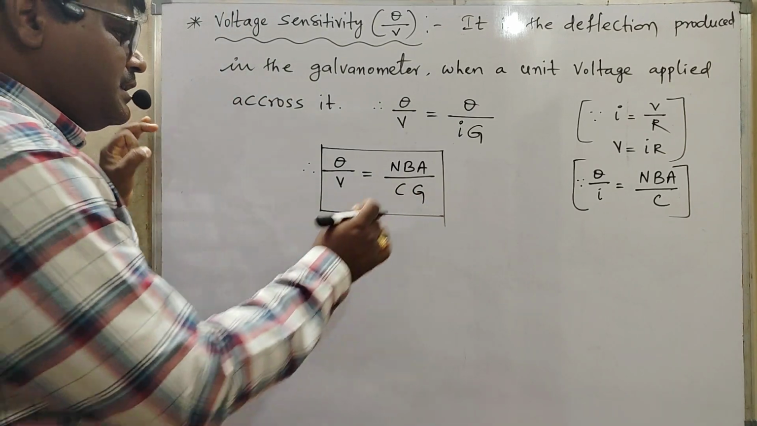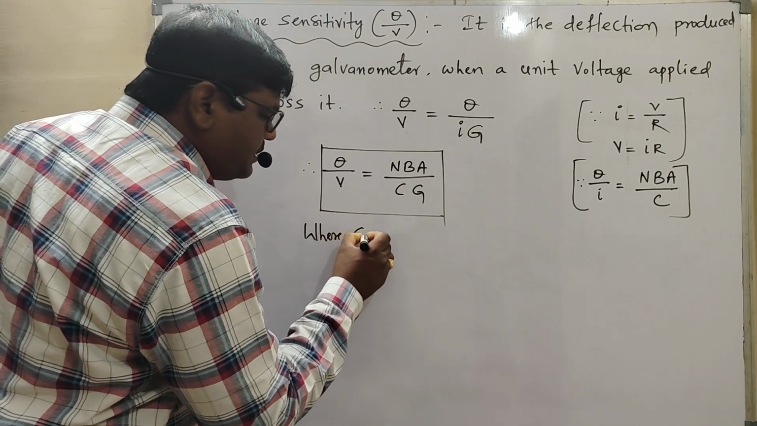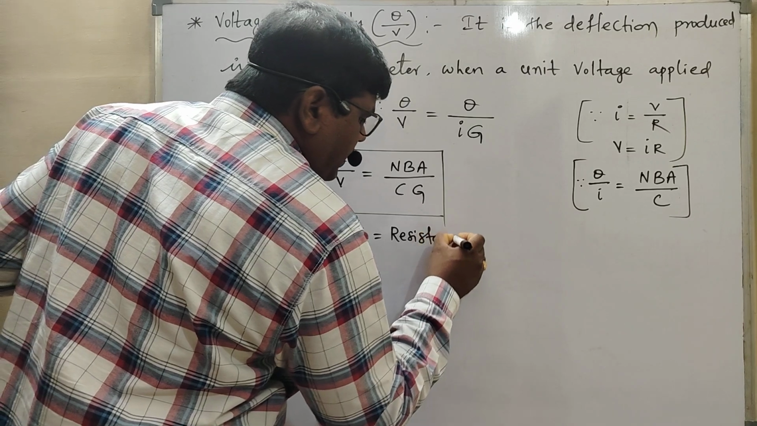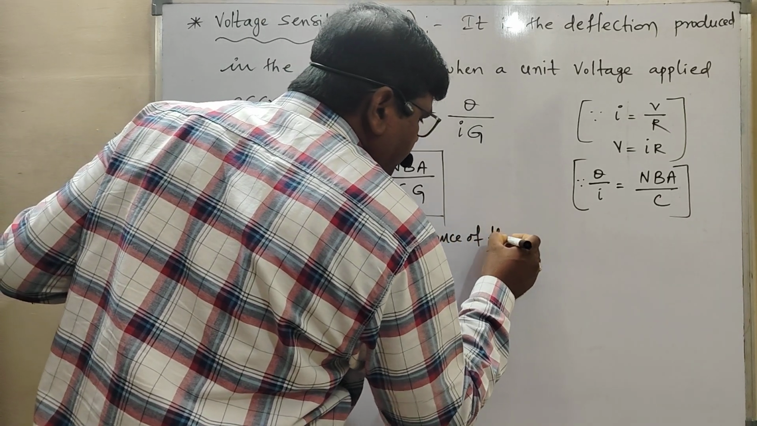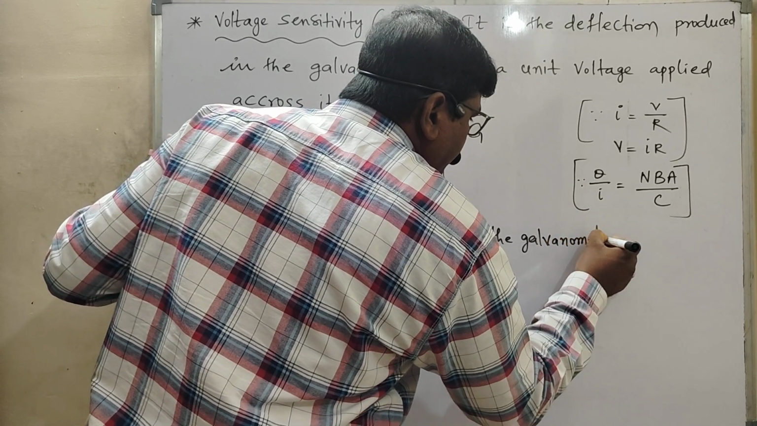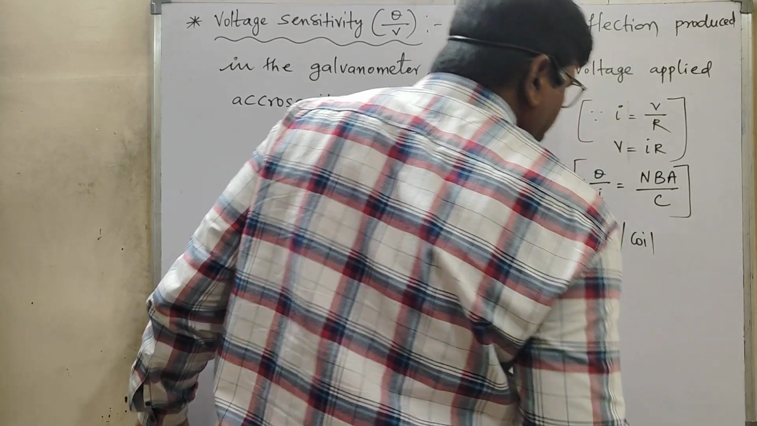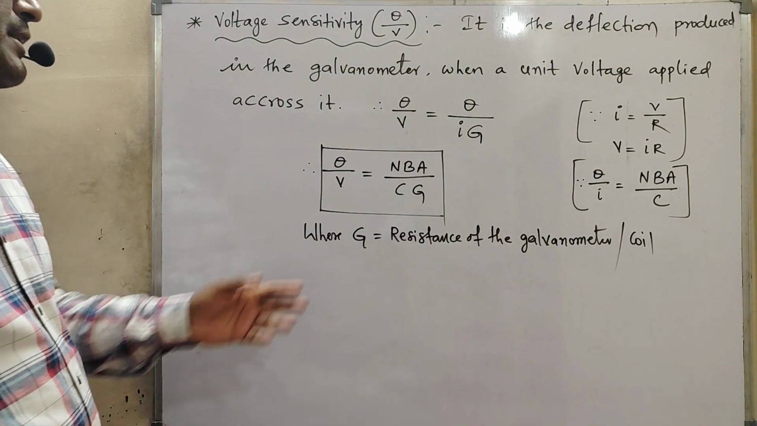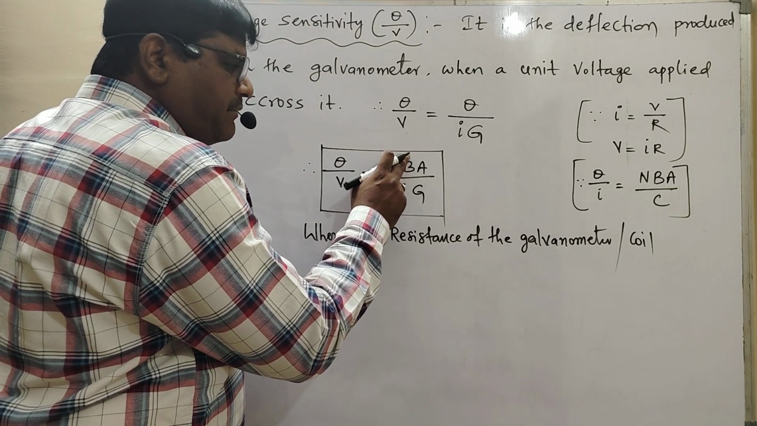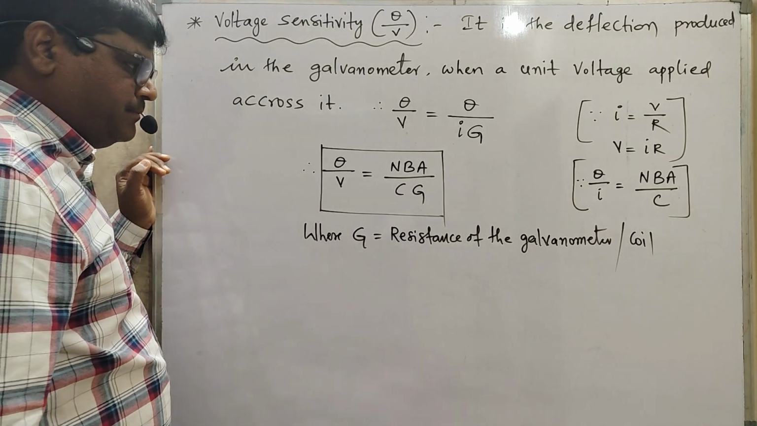Okay, what is this G here? G is the R, right? Where G is equal to the resistance of the galvanometer. Otherwise, the coil also we can say that. Galvanometer or coil. The remaining terms we know: number of turns, magnetic field, area of the coil, and torsional constant.